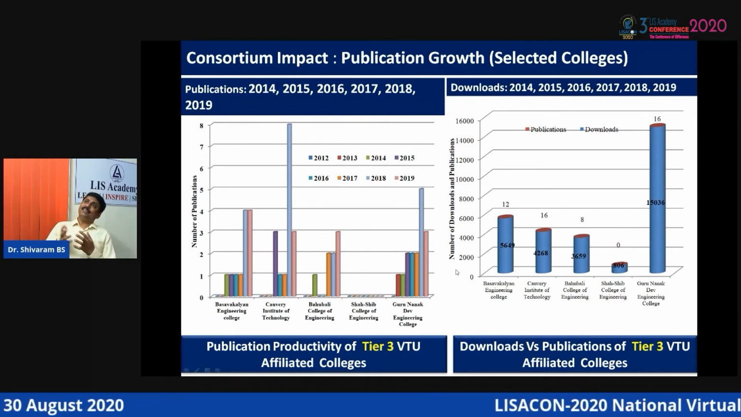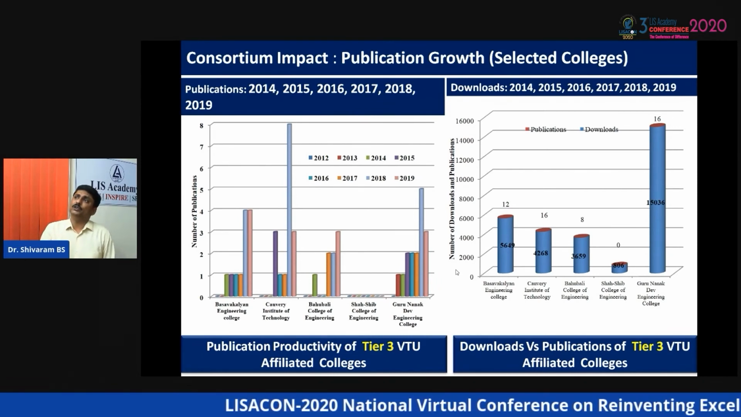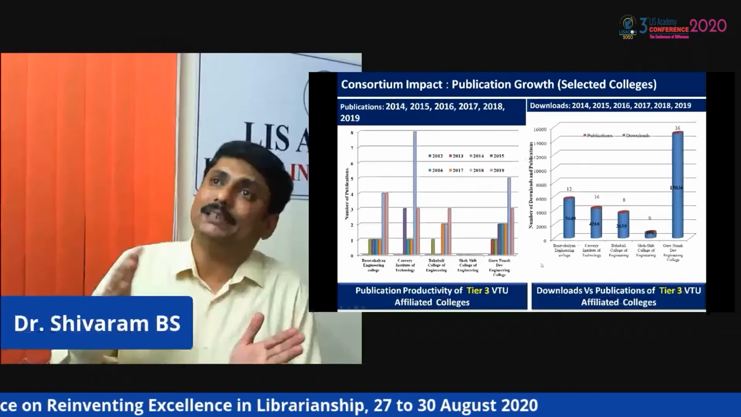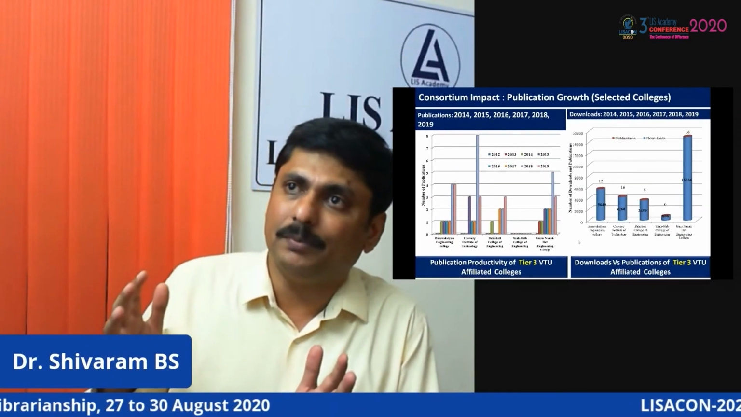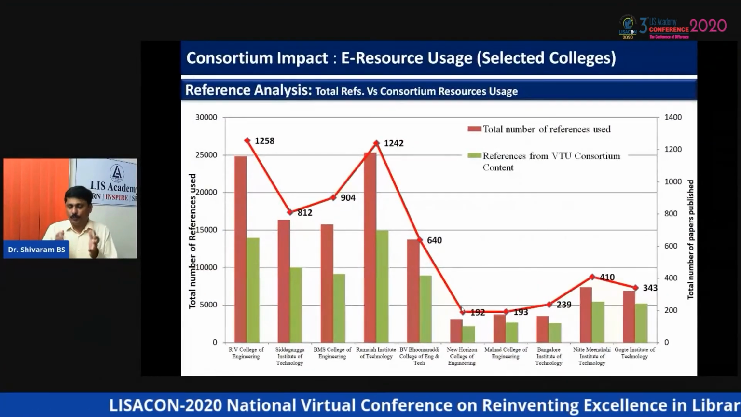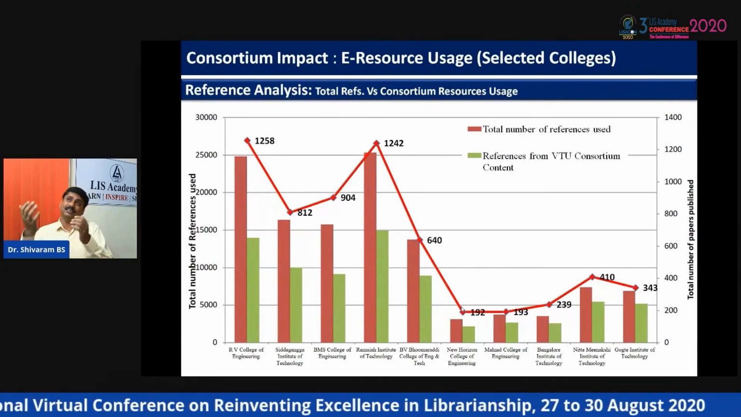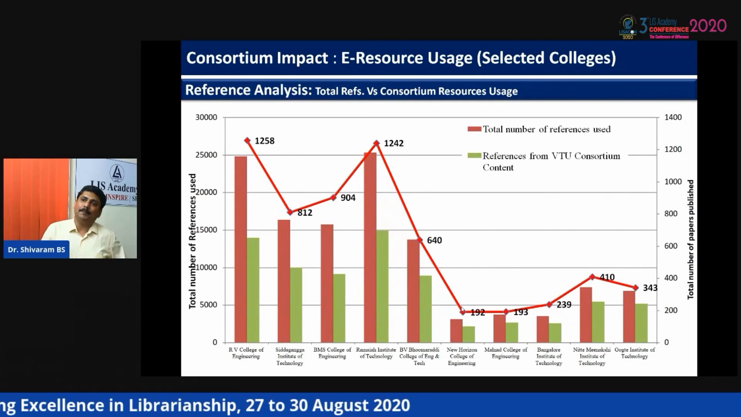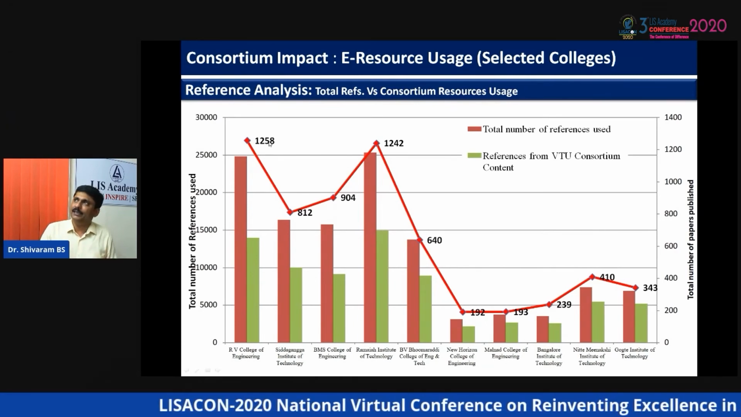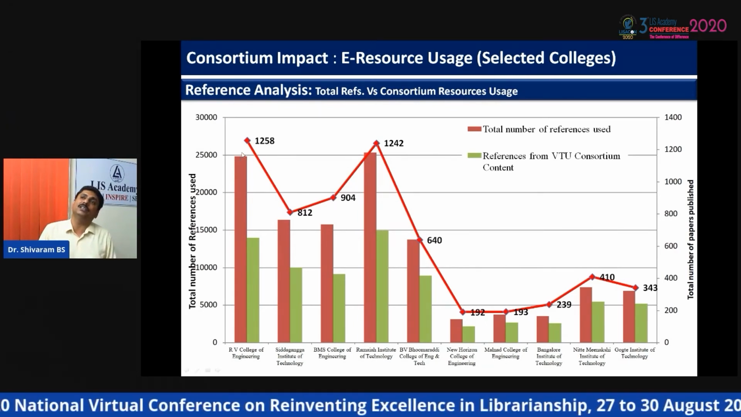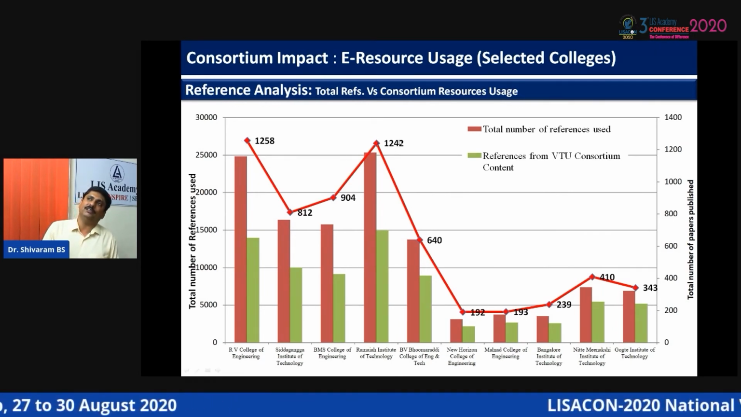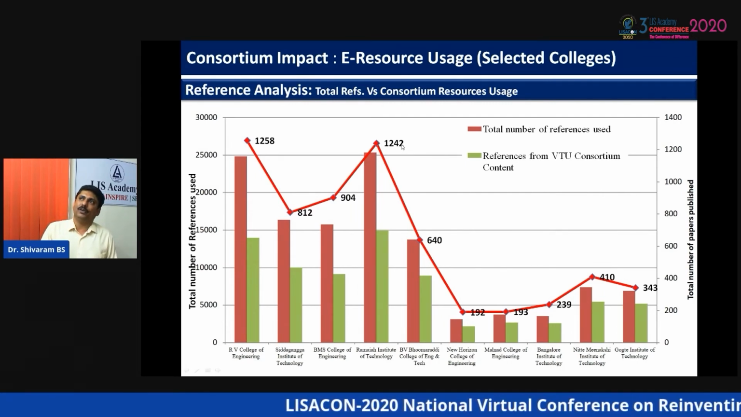So now, what is the evidence that VTU Consortium content has really contributed to these publications? If at all they have contributed, what is the percentage of content the VTU research community has referred? So for that, what we did is we collected all the Scopus indexed papers and also the references of those papers. For example, RV College has written 1,258 papers in this particular period, and they have used somewhere around 25,000 references to publish these many papers. And similarly, Ramaiah has used more than 25,000 references to publish 1,242 papers.